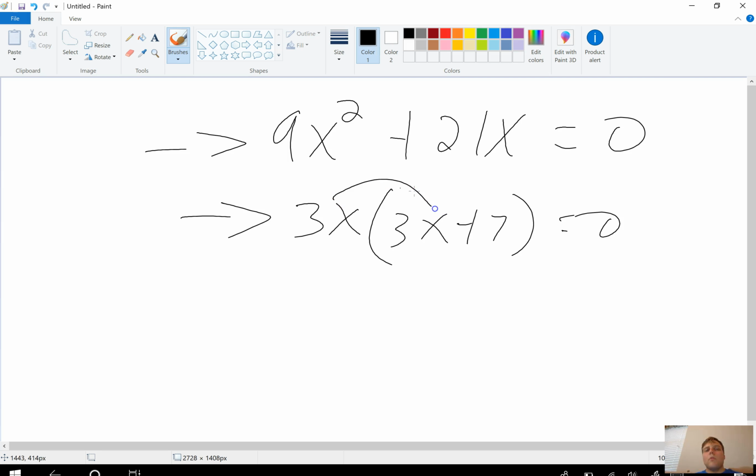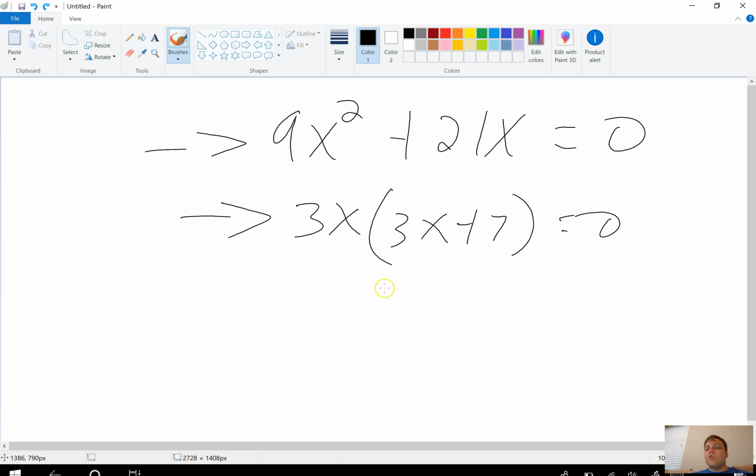Because look, if you were to multiply the 3x back in, which we're not going to do, but if you were to, 3 times 3 would give you the 9, x times x would give you the x squared, and 3x times 7 would give you the 21x, and the plus sign would stay right there. So then why do we do this? Why do I care about this ability I have? Well, let me show you why.